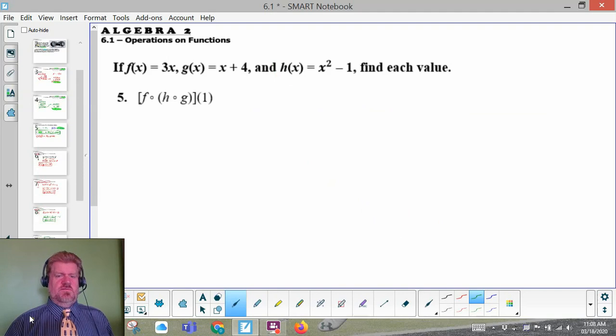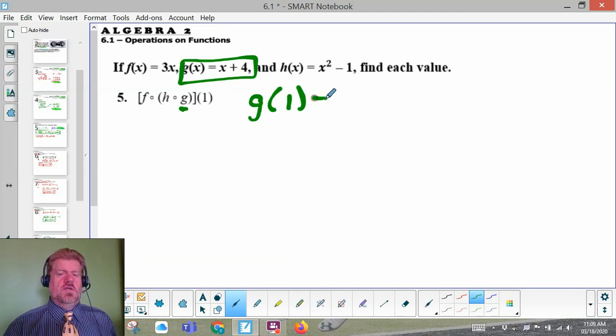Now, what's this thing? You've never seen this notation before. But remember, that's a circle. That's not a dot. It doesn't mean multiply. It's a composite function. It means of. This says f of h of g, which means we're going to take g, put its answer into h, put its answer into f. We're going to start with the inside parentheses. We're starting with g. G is x plus 4. We're putting 1 into g. G of 1 is 1 plus 4, which is 5. So our answer is 5.